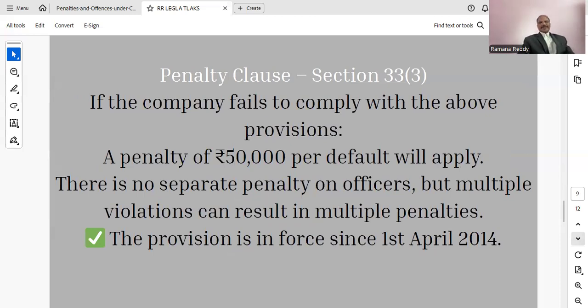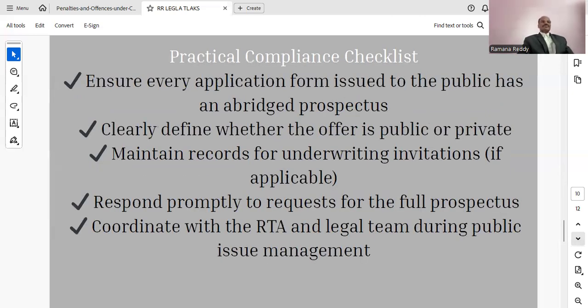What about the penalty? Section 33, subsection 3: if the company fails to comply with the above provisions, the penalty is 50,000 rupees per default. There is no separate penalty on officers, but multiple violations can result in multiple penalties. The provision has been in force since 1st April 2014.